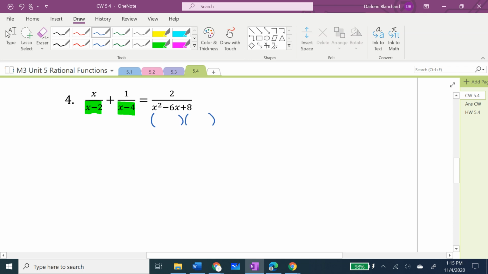And I am looking for 2 numbers that multiply to make 8 times 1 and add to make -6. What are those 2 numbers? What will multiply together and give me a positive 8, but when I add them, I get a -6. Yep, -2, -4. And what do you know? There we go.